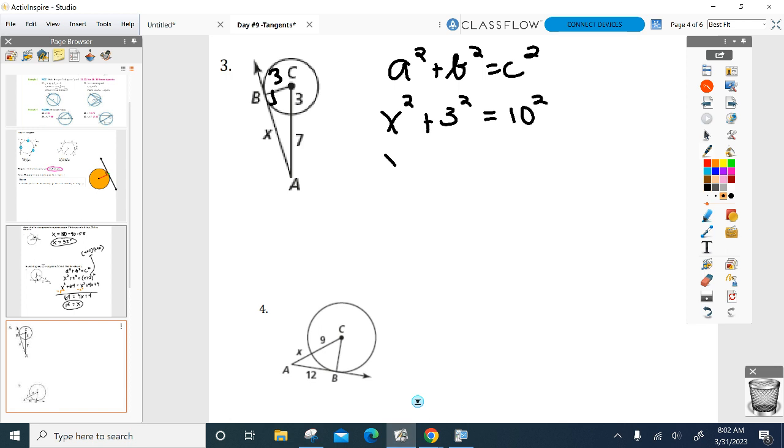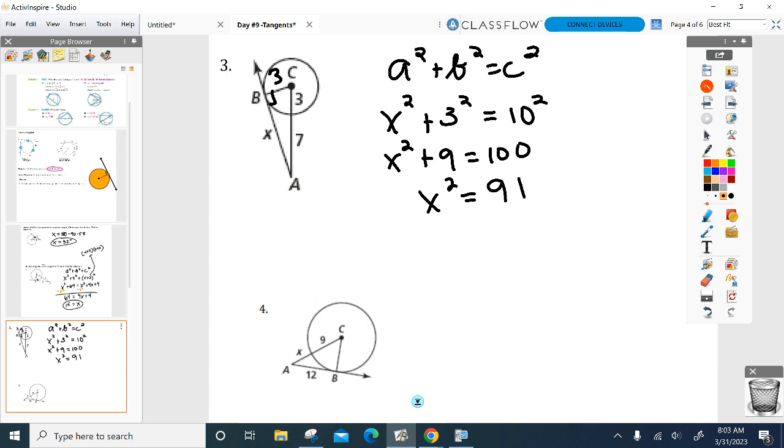All right, let's go to town. X squared plus 9 equals 100. Move the 9 over. X squared equals 91, I believe. Take the square root of both sides, and I can tell you right now, I don't want that decimal. There's no rounding directions. I'd probably want this in simplest radical form, but good news, it doesn't break down. So we leave it as the square root of 91.